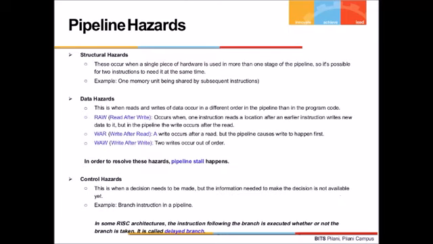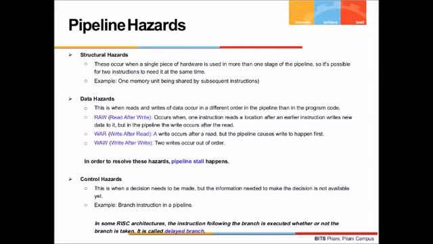So this is a good thing, definitely, right? But it has its own disadvantages. The advantage we saw is that it makes the processor fast, but there are some disadvantages which are called hazards. So these are called pipeline hazards. What are these hazards? These occur when a single piece of hardware is used in more than one stage of the pipeline. So it is possible for two instructions to need it at the same time.